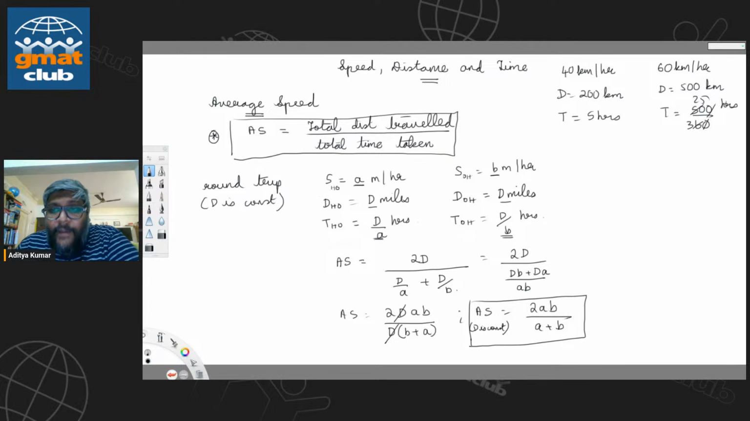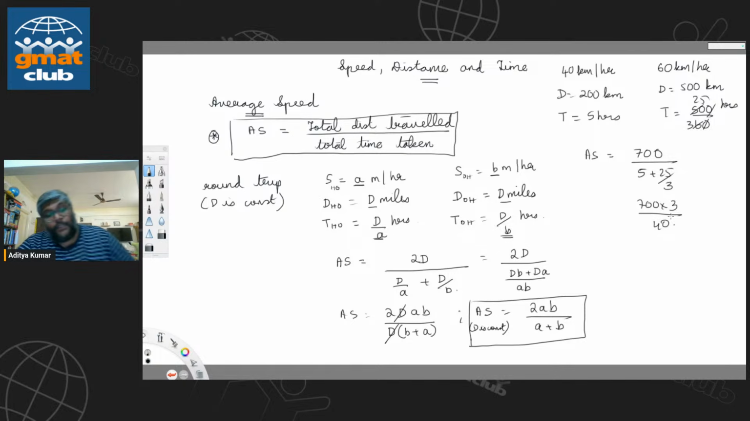hours. And now I would say average speed is total distance divided by total time. That's 700 divided by 5 plus 25 by 3. Right? You can do the simplifications for it. So it will be 700 into 3 divided by 40. 15 plus 25 would give me 40. The 3 would go on top. And I would simplify to get to my answer.